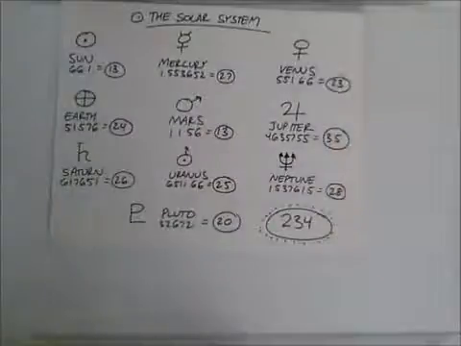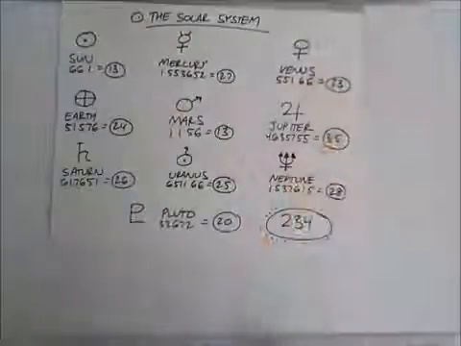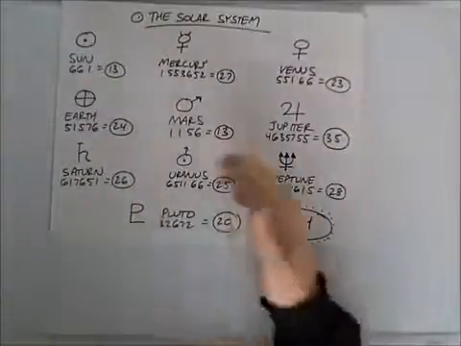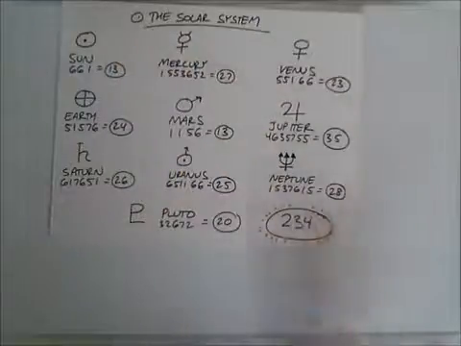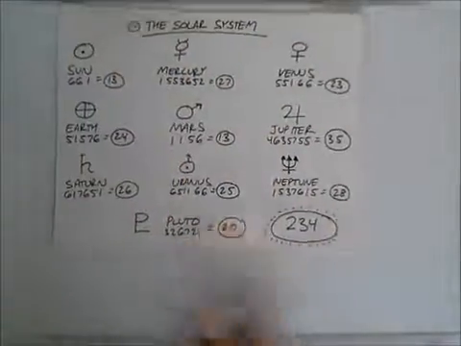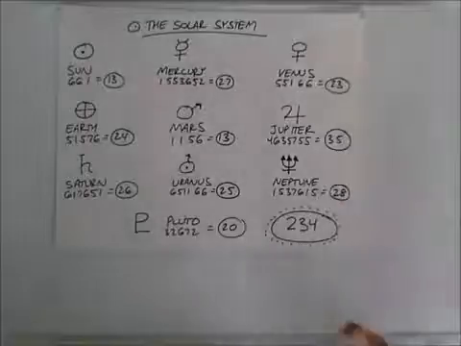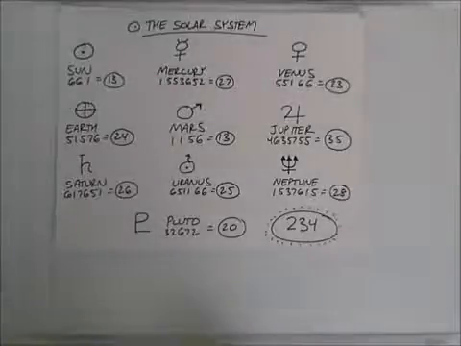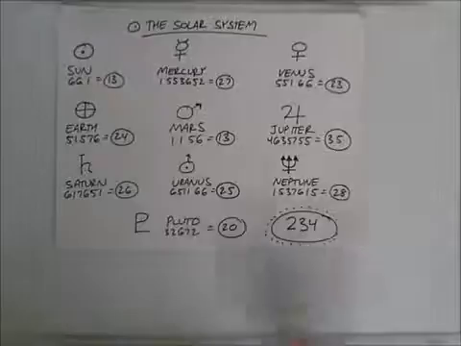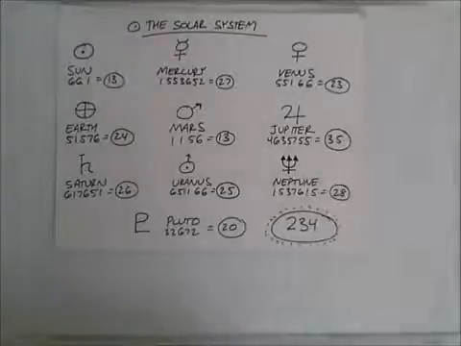We looked at the solar system. We did the numerical equivalents for all 12 or all 9 planets and sun of our solar system. We add this up equals 234. We mirrored 234. We found 432. We found that the diameter or the radius of the sun is 432,000 miles. 234 plus 432 is 666.